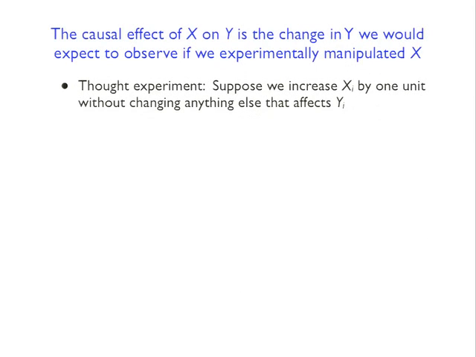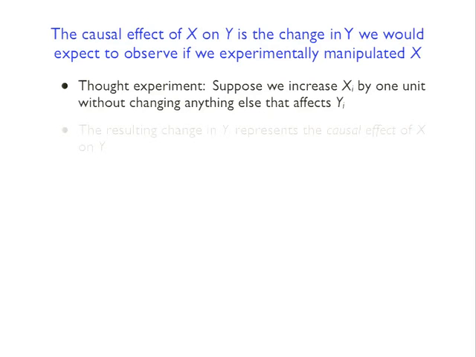So I want to try to define that a little bit more precisely. The causal effect of x on y is the change in y that we would expect to observe if we had what we could think of as being an experimental manipulation of the variable x. So the idea here is let's suppose that we increase x by 1 unit without changing anything else that affects y. The resulting change in y that we might see, at least on average, would represent the causal effect of x on y.